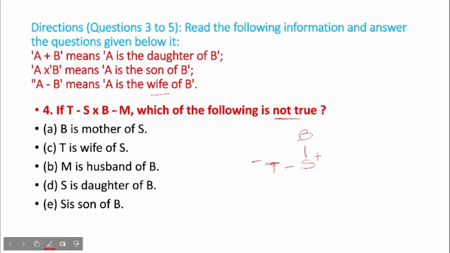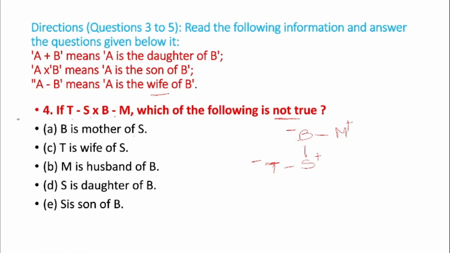Okay. And S minus is again wife. So B is minus of M, that means B is wife of M, and that's it. So let's go with the options. B is mother of S. Yes, it is true. But we have to find which is not true.